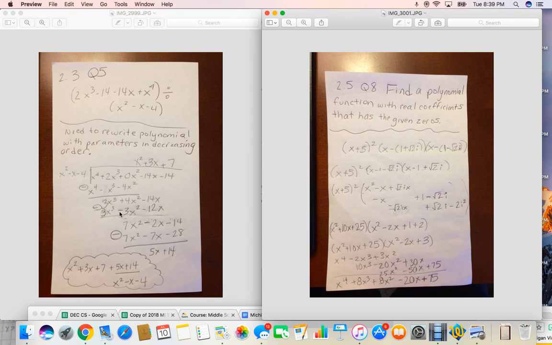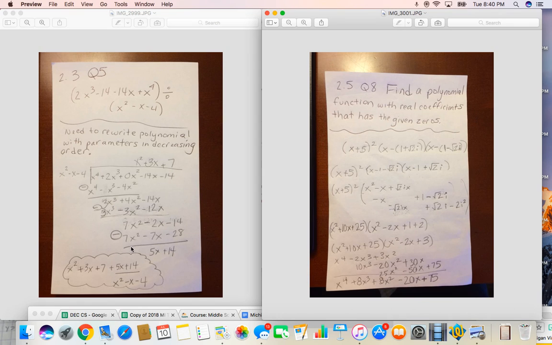4 minus a negative 3 is a plus 7x squared. Negative 14 minus a negative 12 makes that a plus 12x, gives me minus 2x. Bring down the last term. I'm dividing this into this. What do I have to multiply this by to match this? That would be 7. So I take 7 and multiply each term in the divisor.